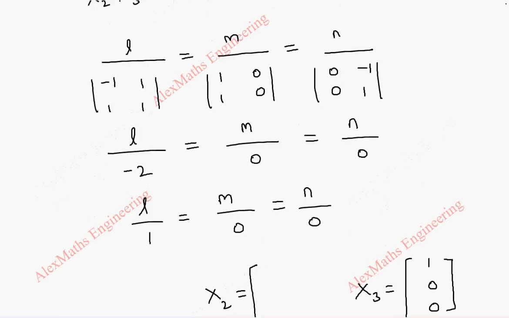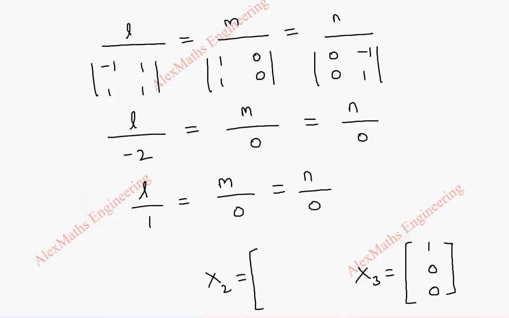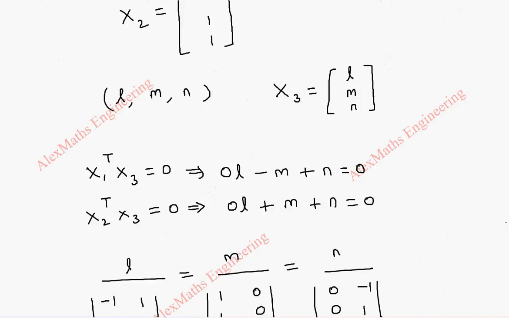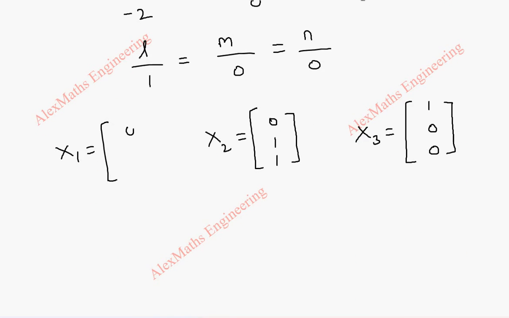Which is 0, 1, 1, and we take x1 here, which is 0, minus 1, 1. So we got the eigenvectors for the corresponding eigenvalues.